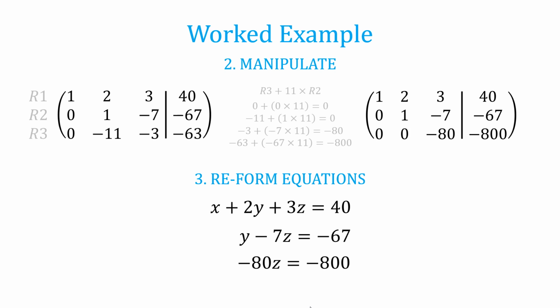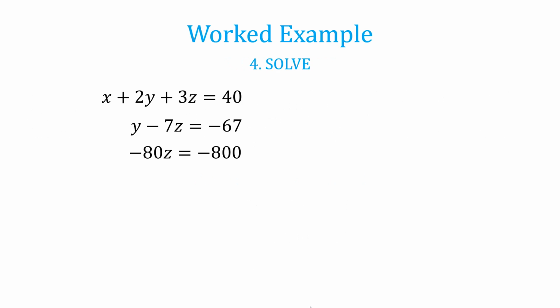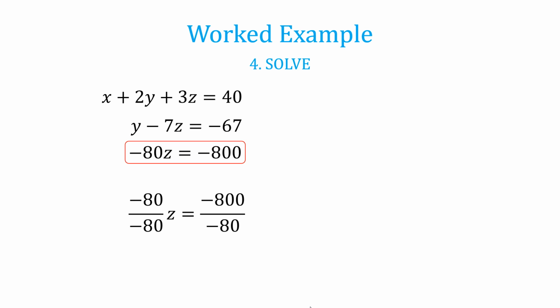Well, what's the point? Look how easy it is to solve those now. The bottom equation just contains z. So if we divide both sides of that by minus 80, it eliminates the minus 80 on the left hand side, and leaves us with just z. Well, minus 800 over minus 80 is 10, so we can see there that z must equal 10.